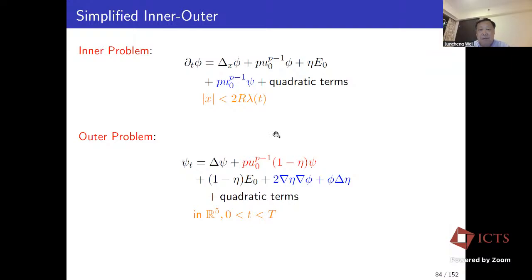And the outer problem, you see the outer problem is the heat equation, and you cut the Schrödinger, this part, you cut the difficult part, you put the difficult part in the inner problem. And then what you see is the cutoff function, gradient eta, gradient phi times Laplace eta. So the blue color means the coupling terms. So the outer problem enters into the inner problem in this way, the inner problem enters into the outer problem in this way. Okay?